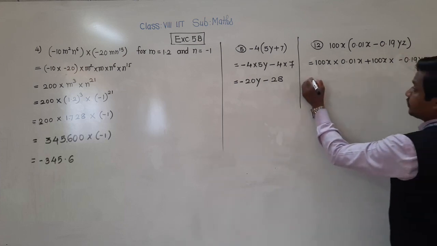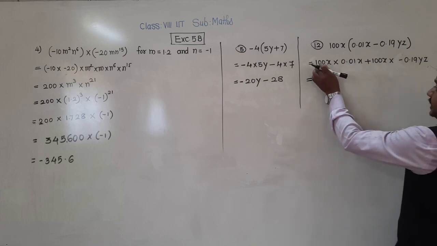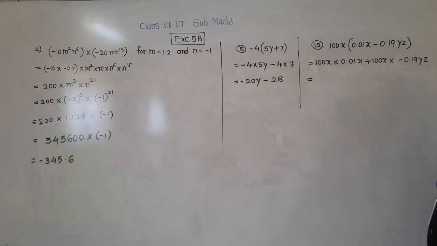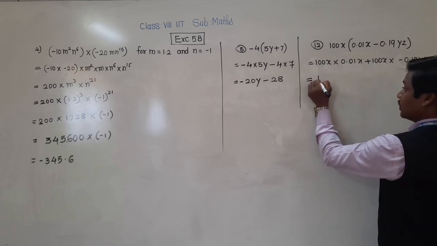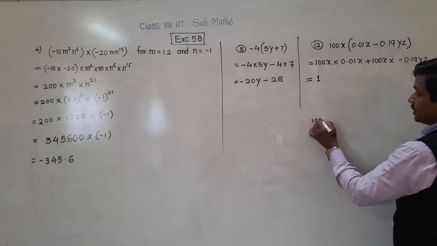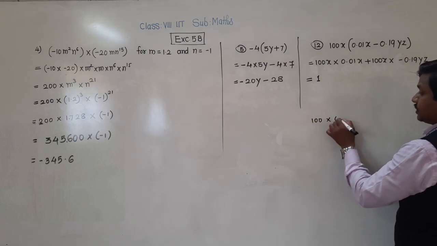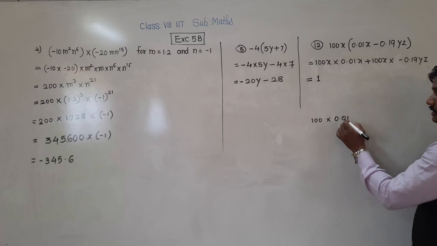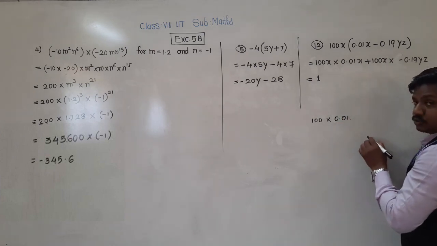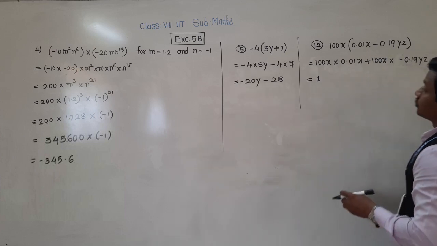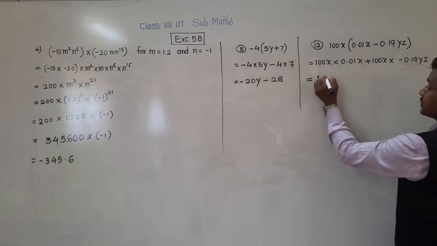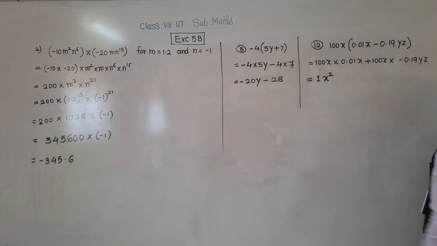Now see here, 100 into 0.01. What will be the answer? 100 into 0.01, its answer will be 1. See, 100 into 0.01, so this decimal point will be shifted 2 places towards right. Okay, so it will be 1.00, that is 1. x into x, x square.